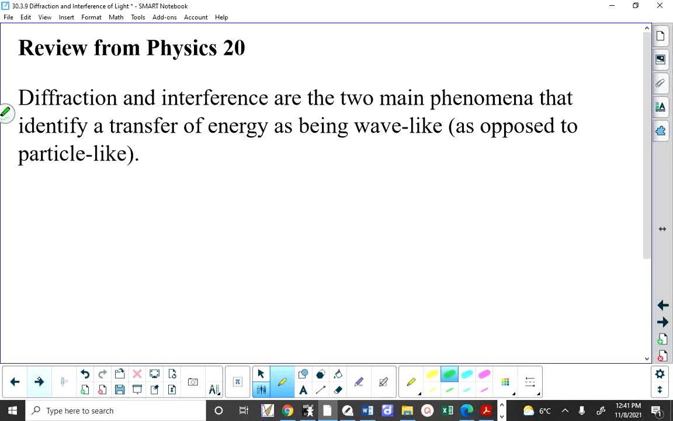So to begin with, diffraction and interference are the two main things that only waves do. If you see something in the universe and it's an evidence or an example of diffraction and interference, then as far as we're concerned right now, you're looking at waves. Only waves diffract and only waves interfere.